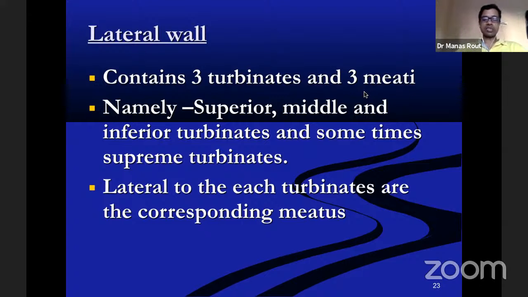I'll show you that picture, then you'll have an idea. So lateral to each turbinate are the corresponding meatus: for the inferior turbinate, the inferior meatus; medial turbinate, medial meatus; superior turbinate, superior meatus.